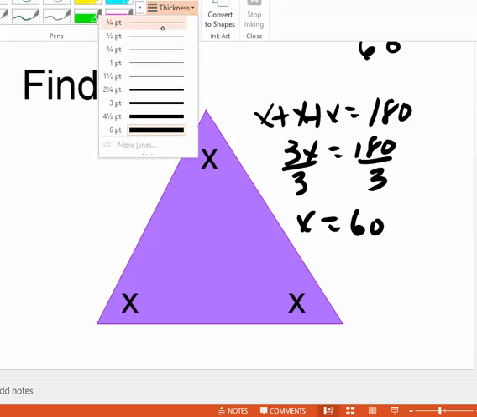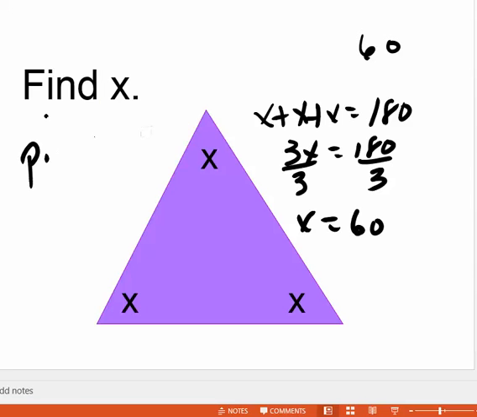At this time, I would like you to try this assignment. Page 553, numbers 6 through 26.